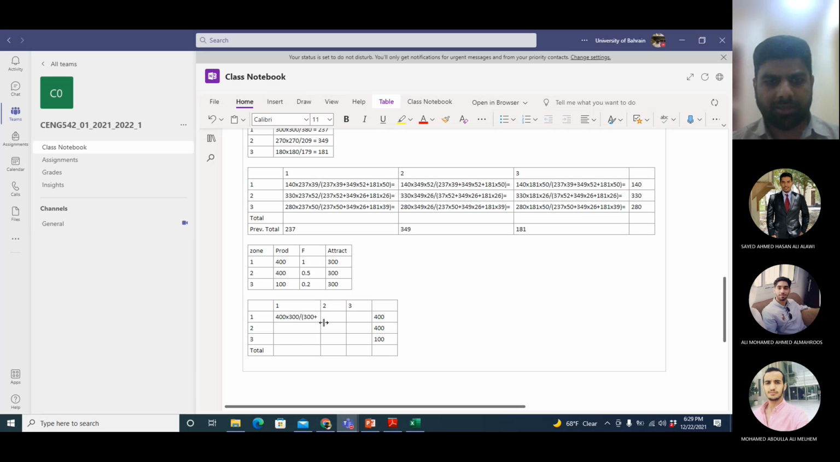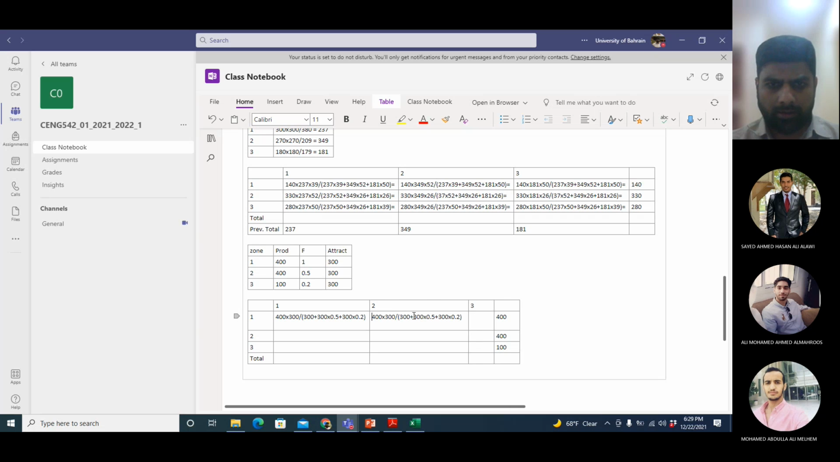Okay, so the attraction is 300, the factor is 0.5, and then from zone 1 to zone 3, the attraction is 300 and the factor is 0.2. Okay, the factors, right? Yeah. Okay, so this is it. Then for this one, the production will remain the same, multiplied by the attraction will also remain the same, so this is slightly easier. So from 1 to 1, 1 to 2, and 1 to 3, yeah. And then you do the same thing here as well.